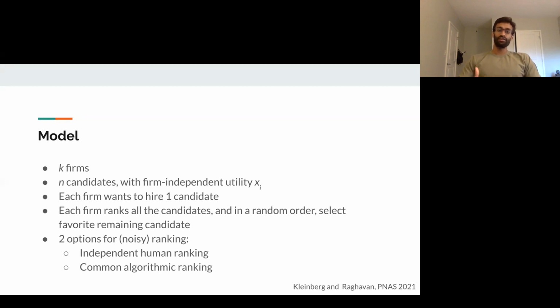And when I said each firm will form a ranking, I'm going to introduce two options for inducing noisy rankings over the candidates. One is that they'll just hire a human decision maker, and that human decision maker, completely independently from anyone else, will form a noisy ranking over the n candidates. The second option is to purchase an algorithm from some vendor, and that will induce a common ranking over all the candidates. So if two different firms purchase the algorithm, they will get back the exact same ranking over the candidates. Okay, is that clear so far? Please feel free to stop me if you have any questions.